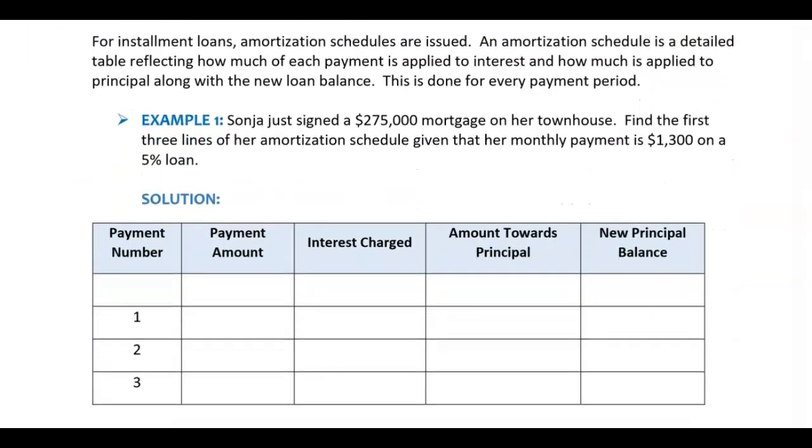An amortization schedule is a detailed table reflecting how much of each payment is applied to interest and how much is applied to principal, along with the new loan balance. This is done for every payment period.